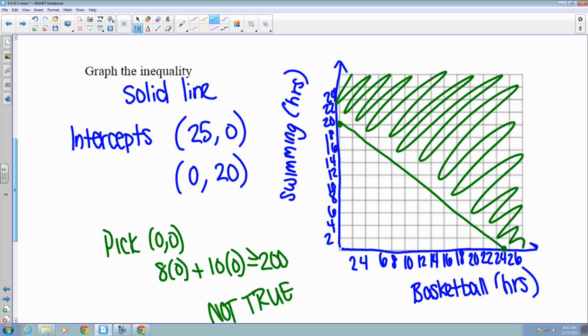And that is our section 7 in graphing inequalities.